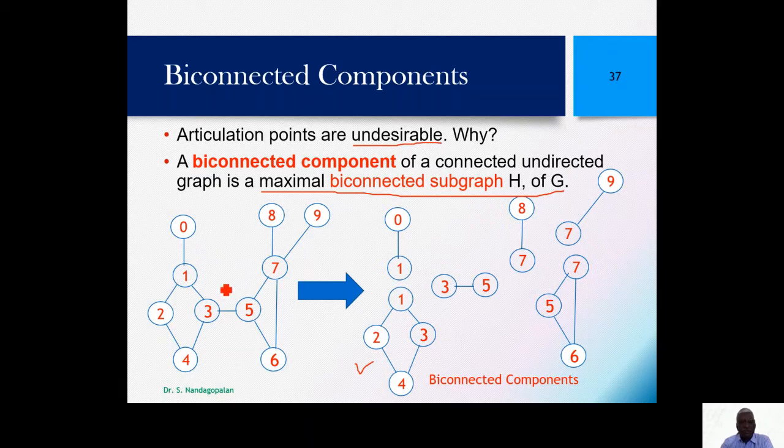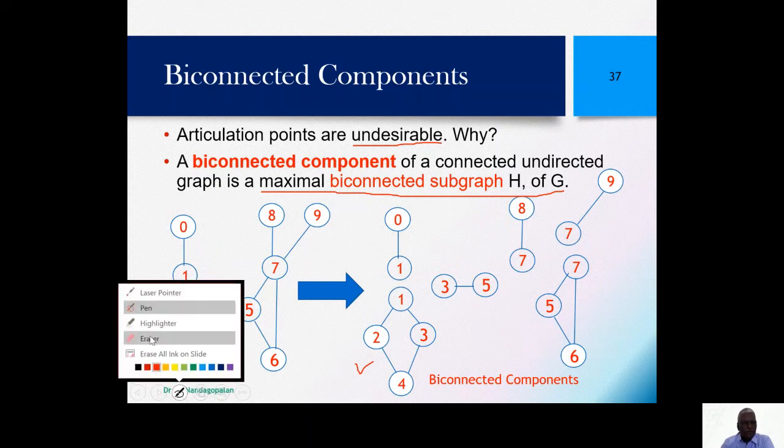Similarly, if I take 3 and 5 as one subgraph, it is also a biconnected subgraph, and so on. Now I'll give you a counter example. So how do I say that? Let us take another subgraph.